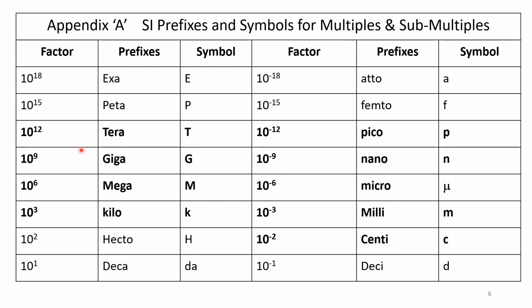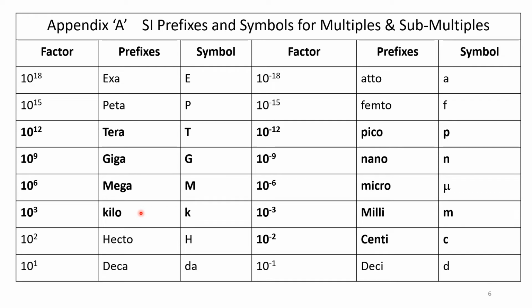Some important ones are tera, T, that is 10 to the power of 12, giga is 10 to the power of 9, mega is 10 to the power of 6, and kilo is 10 to the power of 3. Tera, giga and mega are extensively used in data communication, where we use terabyte, gigabyte and megabyte. Kg is used in weights and measures.